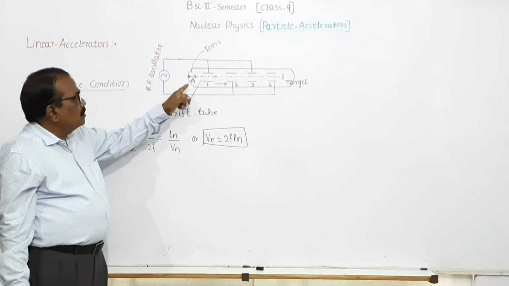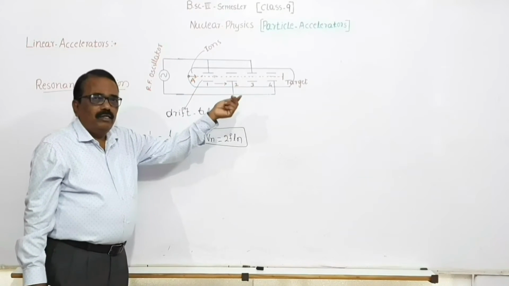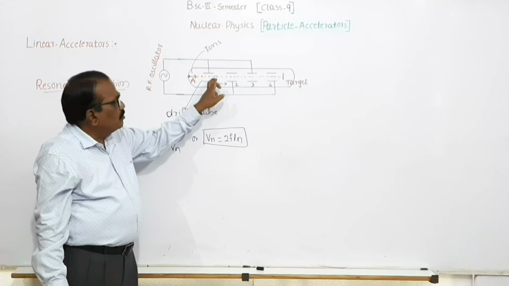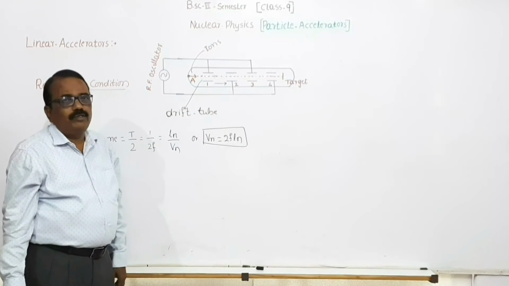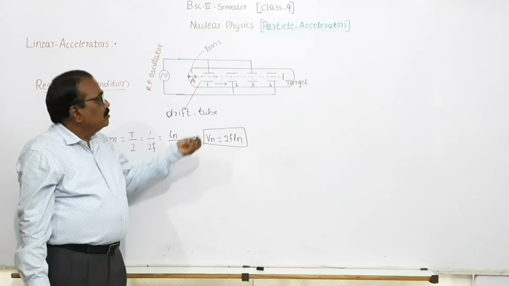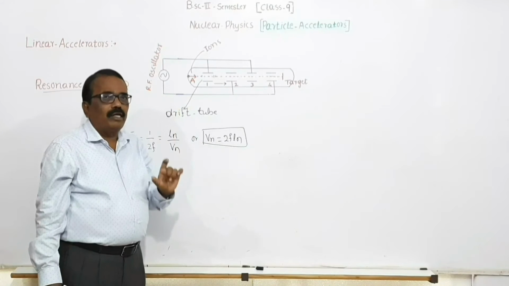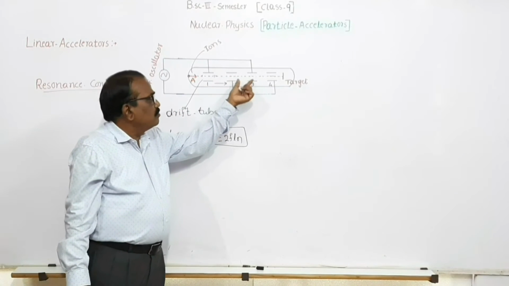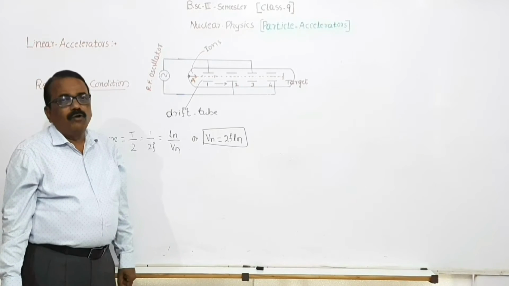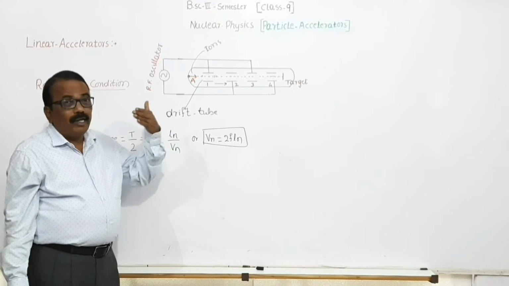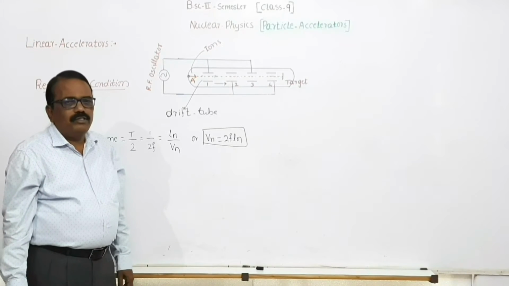You know that gradually, the velocity of the ion increases in successive drift tubes. Therefore, to travel within the same time, the length of the drift tube must be increased gradually. How long? To attain the maximum velocity. That is called the resonance condition.